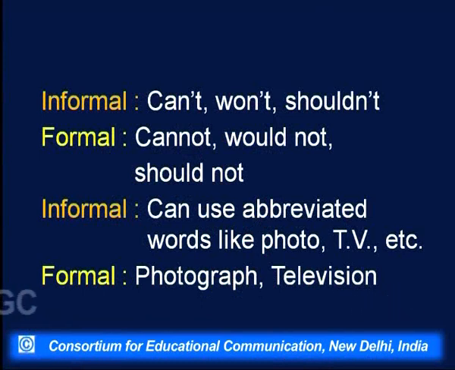If you are to say I can't write, but in a formal setting you cannot say I can't, you have to say I cannot do it, ma'am, I cannot do it, sir. And informal, some more examples. In an informal setting, one can write abbreviated words like photo, TV. If we are writing in a formal setting, one should not use the word photo, one should write photograph. Instead of writing TV, one should write television.